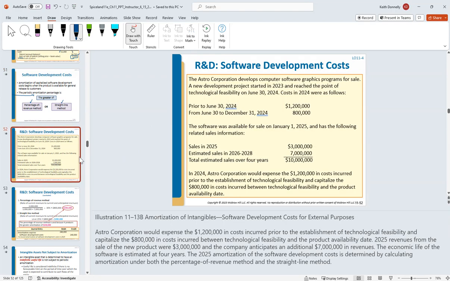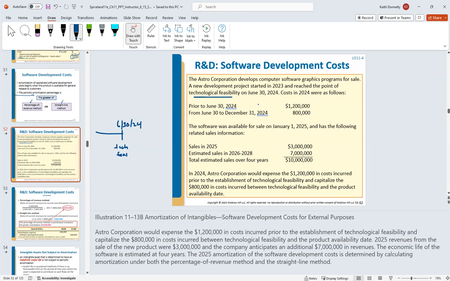Give it some numbers, it will help us make sense here. Right, so we have a corporation, they develop computer software graphics. It looks like a new project started in 2023. They reached technological feasibility on June 30th, 2024. Right, so tech feasibility here is going to be on 6/30/24. Okay.